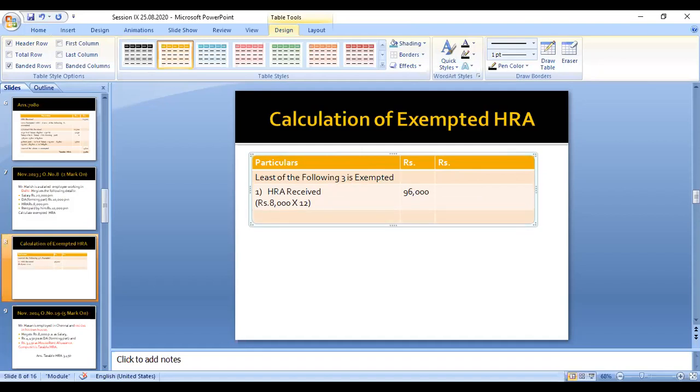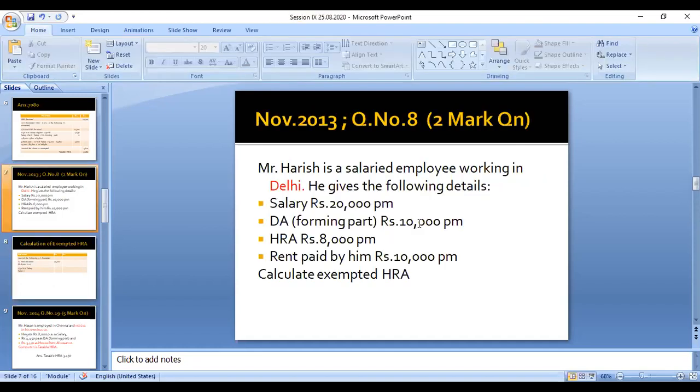What is the second amount? 50 percent of salary. Why do you have to take 50 percent? Because he's staying in Delhi, and Delhi is a metropolitan city. Now, 50%, but do you know what the salary is? The salary you have to calculate.